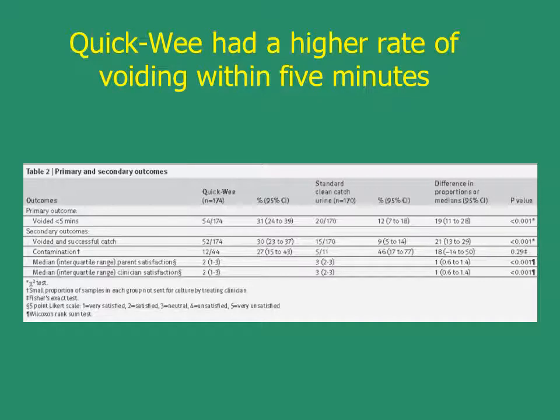The quick wee method significantly increased the voiding and success rate of clean catch urine for infants aged 1 to 12 months. This method requires minimal resources and is a simple way to trigger faster voiding for clean catch urine from infants in the acute care setting.